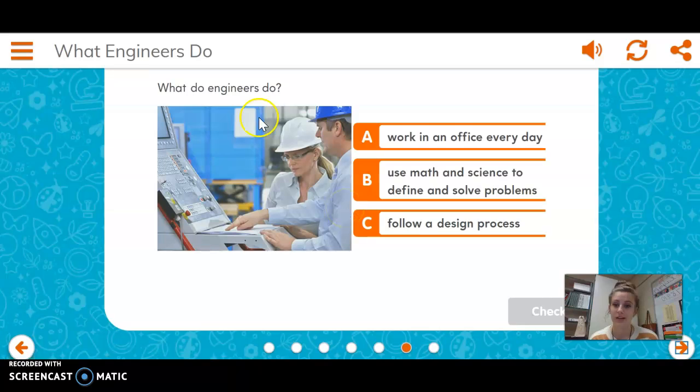And then we have, so this will be our poll. Our question is, what do engineers do? On our poll on Power School, you'll choose either A, work in an office every day, B, use math and science to define and solve problems, or C, follow a design process.